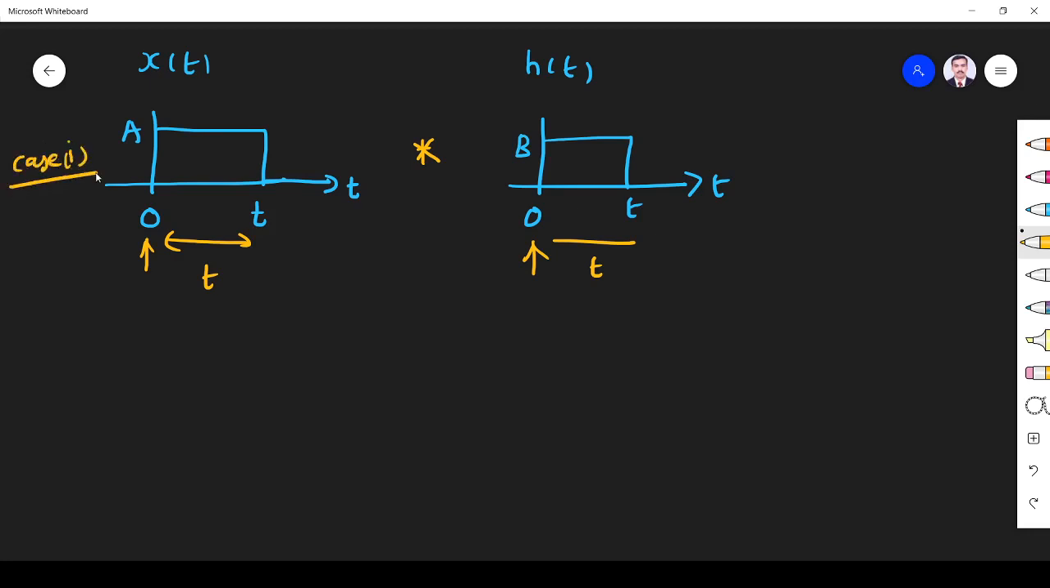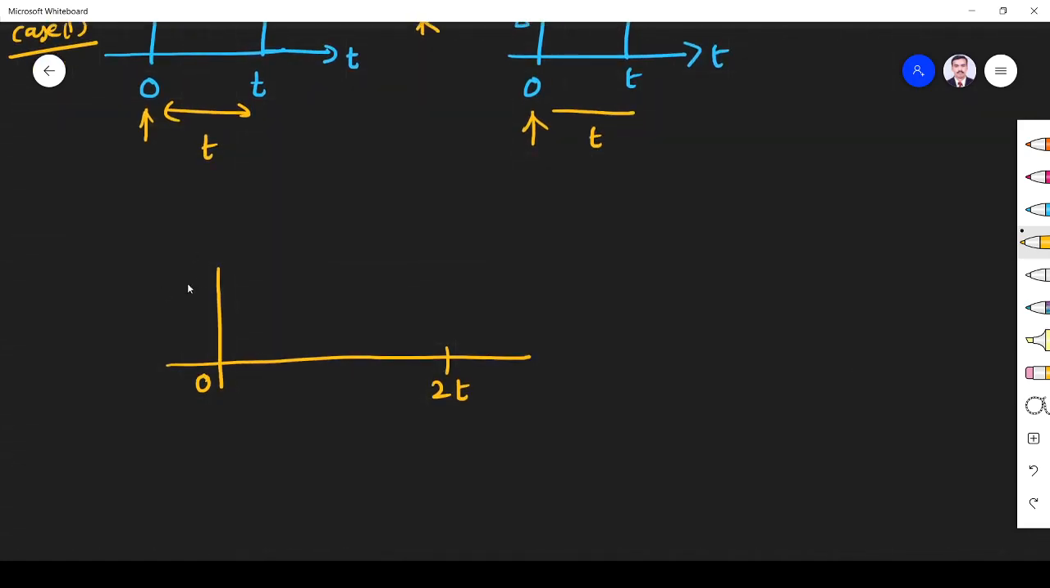Same length of time, amplitude is different. In that case, you add the starting time of both the input and impulse response. This is 0, this is 0, so your output should also start at 0. You add the ending time of input and impulse response, t and t, so t plus t is 2t. That is the end time of the output.